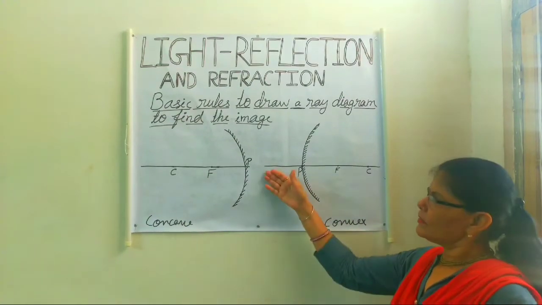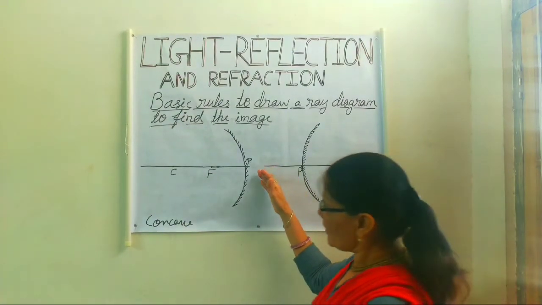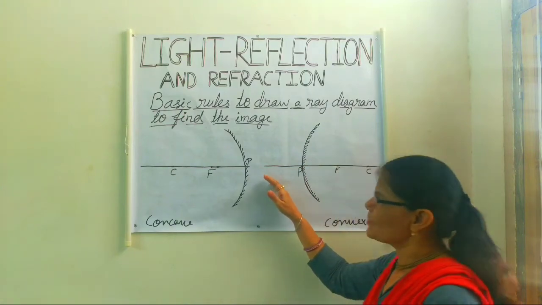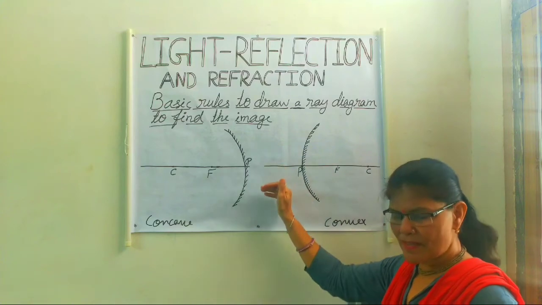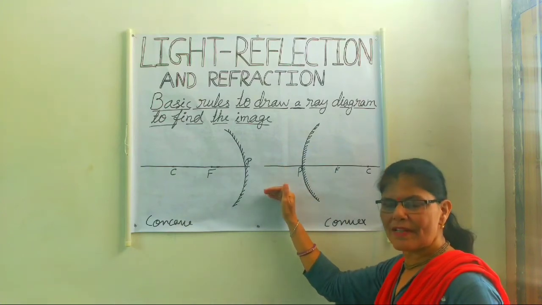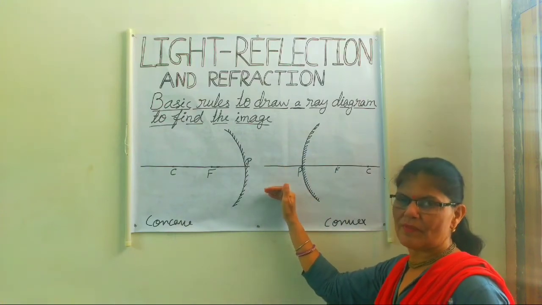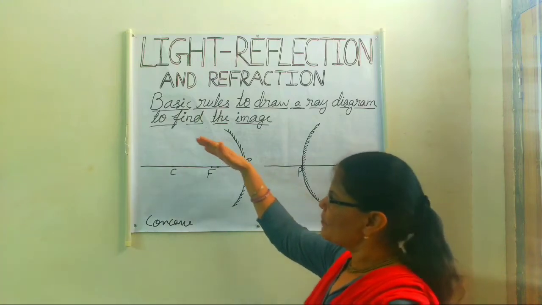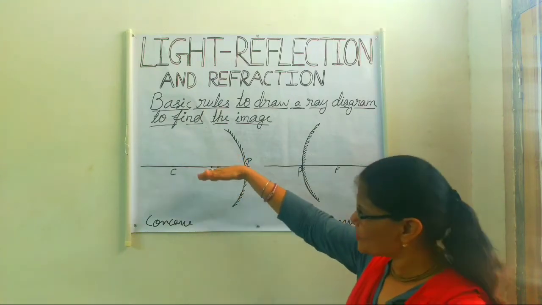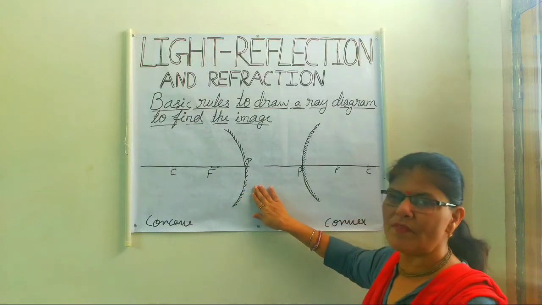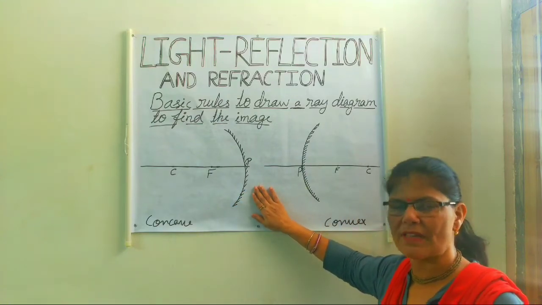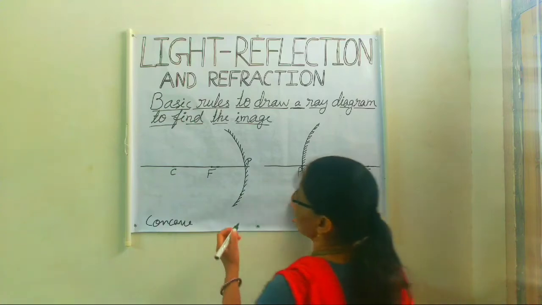The third rule is when the incident ray passes through the center of curvature and it strikes the mirror, then it will be reflected back in the same direction. When the incident ray passes through the center of curvature and it strikes the mirror, it will be reflected back in the same way, in the same path. Okay, so let us see here.